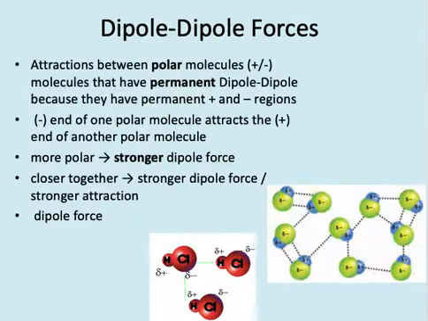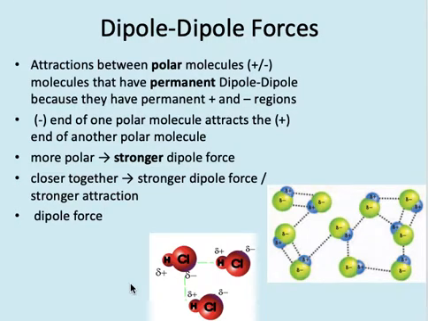There's also dipole-dipole forces, and this is an attraction between polar molecules. So that means a molecule that has a positive part of it and a negative part of it. And molecules have permanent dipole-dipoles because they have permanent positive and negative regions. So if you look at this atom, this part is always negative, this part is always positive based on what it's bonded to. Here's hydrochloric acid, for example. The hydrogen is always positive, the chlorine is always negative, right? And the negative end of one polar molecule is going to attract to the positive end of another polar molecule.